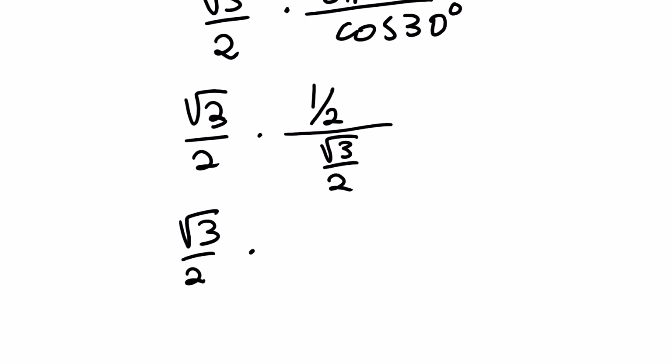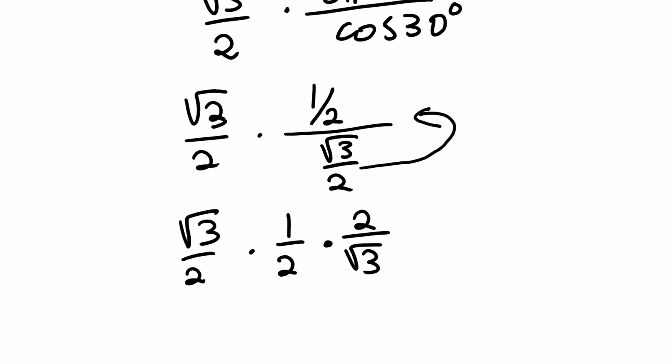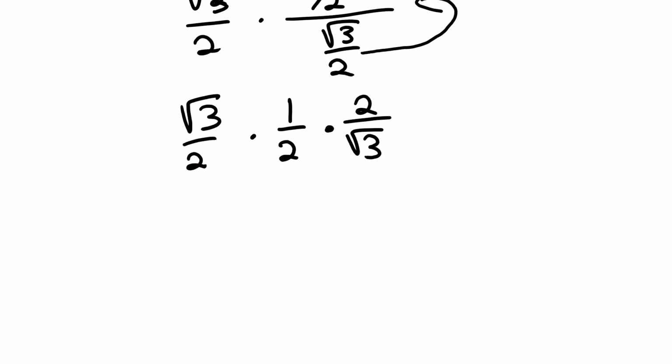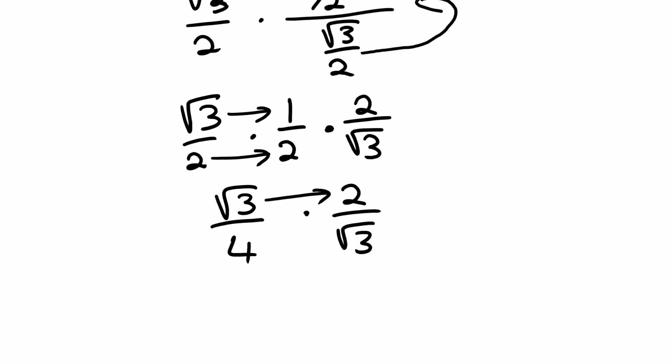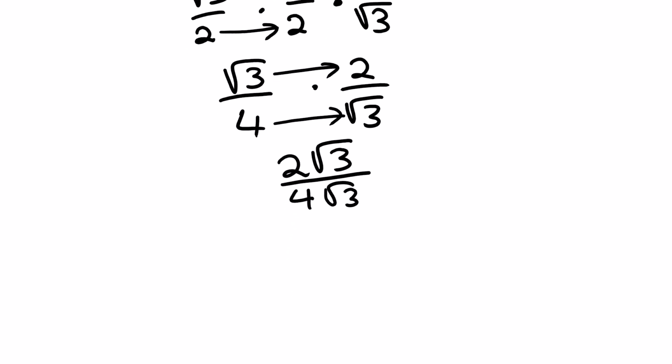Root 3 over 2 multiplied by 1 over 2. When we want to multiply instead of dividing, it will be multiplied by the reciprocal, 2 over square root of 3. We have square root of 3 multiplied by 1 and 2 multiplied by 2. We have square root of 3 over 4 multiplied by 2 over square root of 3. Now this multiplied by this, we have 2 square root of 3 over this multiplied by this, it's 4 square root of 3. So what happens is that this will get rid of this, and then we have 2 over 4, which is equal to 1 over 2.